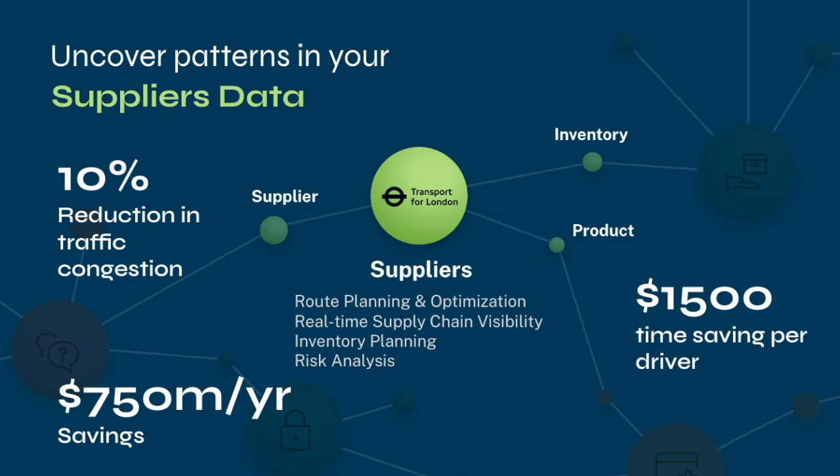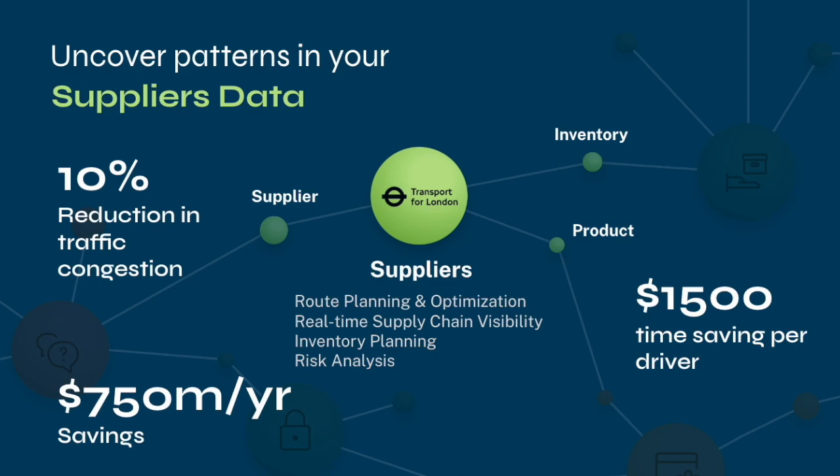Transport for London is responsible for running the day-to-day operations of the city's public transport network and management of their main roadways. They decided to set up a digital twin of the London transport network using the Neo4j graph database.